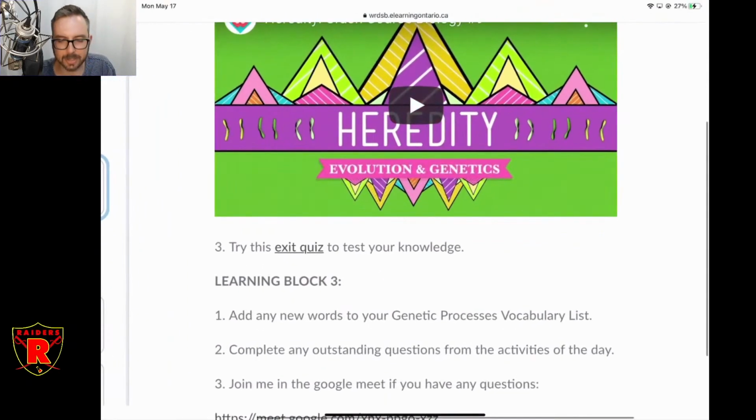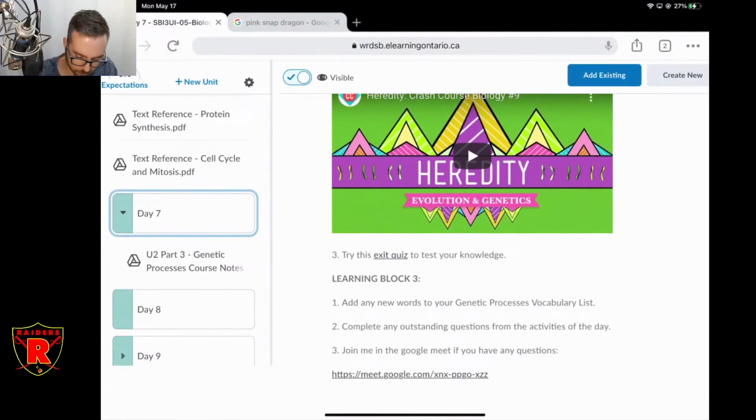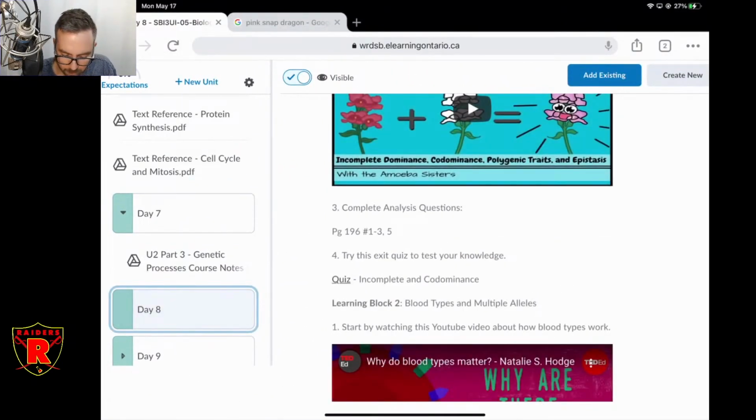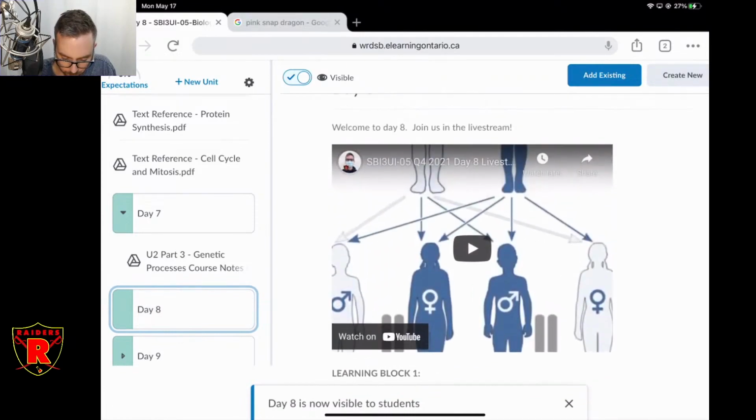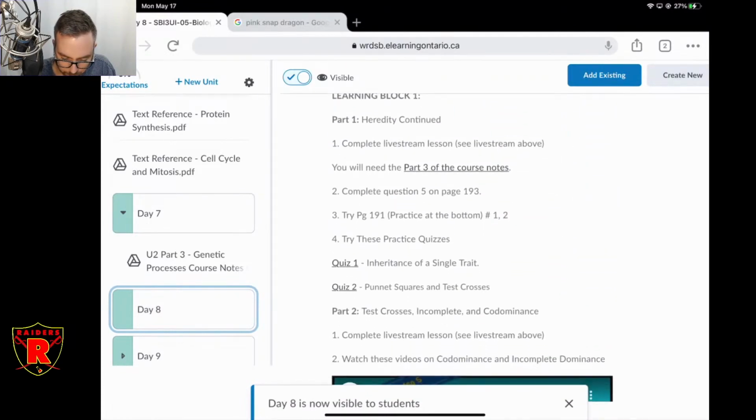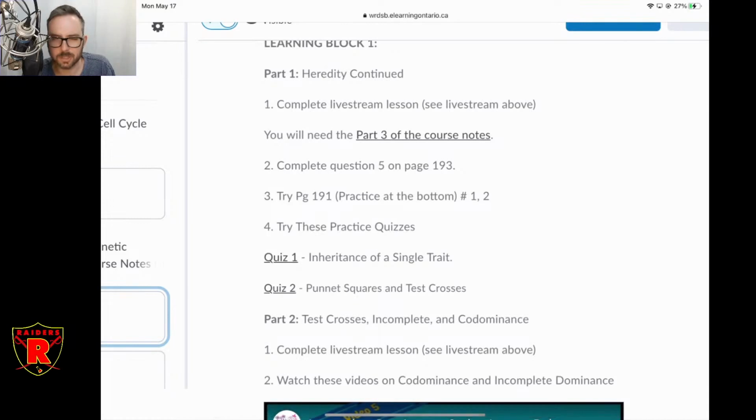Exit quiz. Try it out. At least see what your understanding is like for basic inheritance, understanding the idea of dominant and recessive, and when you show the dominant and when you show the recessive. That's what that little quiz is about. Okay? Then you are going to complete question 5 on page 193. Some of you have done that already.